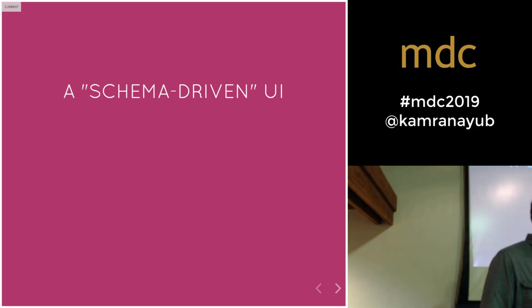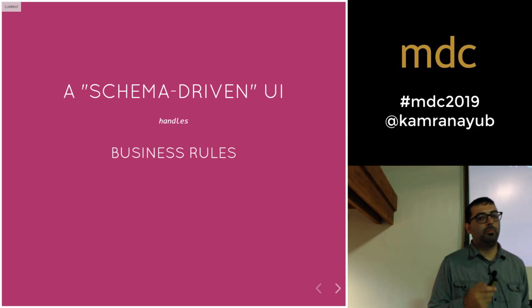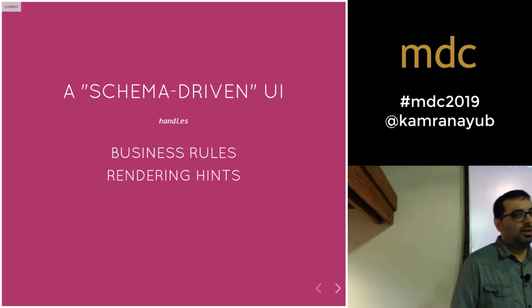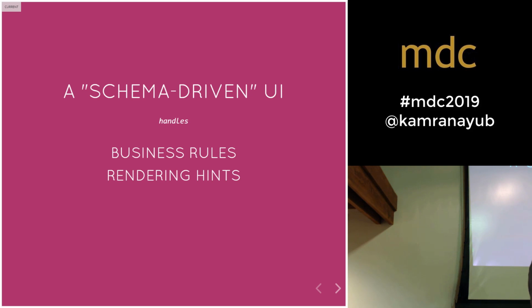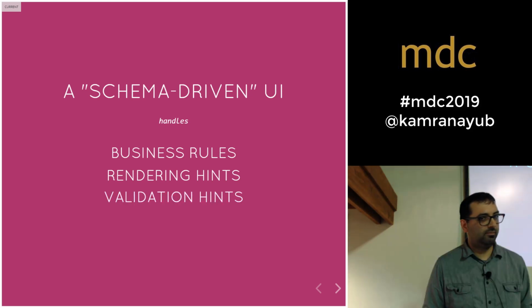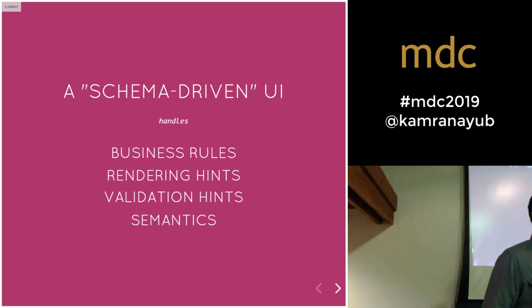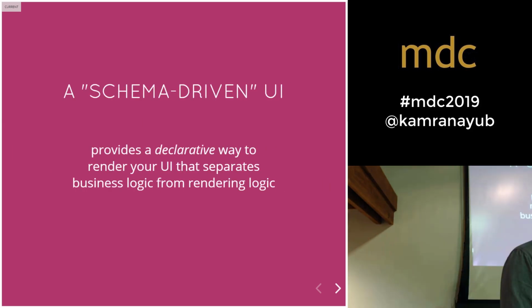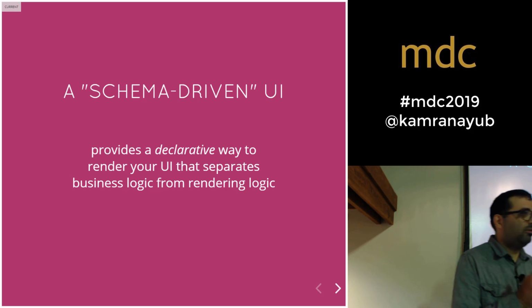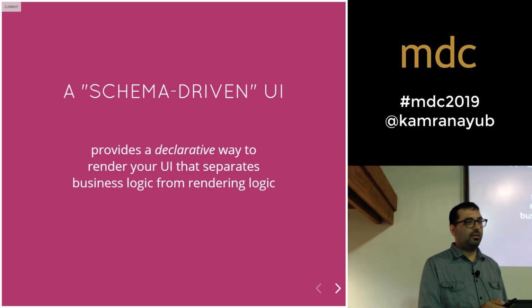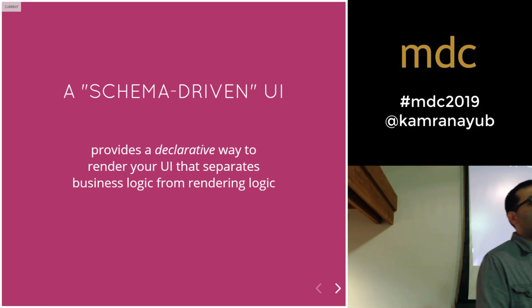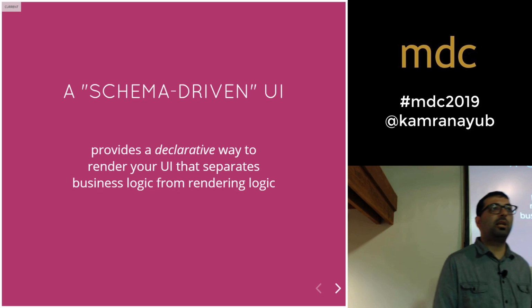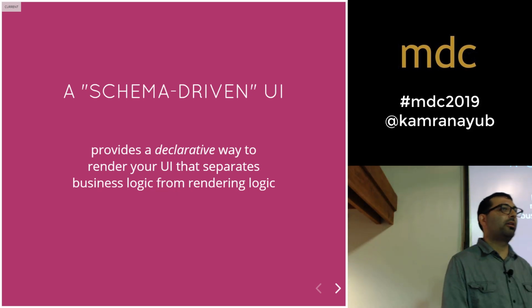But basically, a schema-driven UI handles business rules, calculating business rules, providing rendering hints to the UI, as well as validation hints. And it also codifies and formalizes different semantics within your UI. So let's get into it. A schema-driven UI provides a declarative UI that separates rendering logic from business logic. The whole talk is going to be about what exactly this means, but the key word there is declarative. We're making a declarative UI.